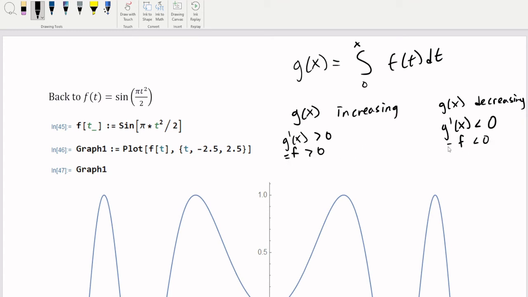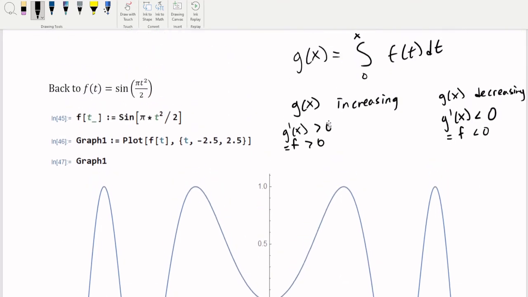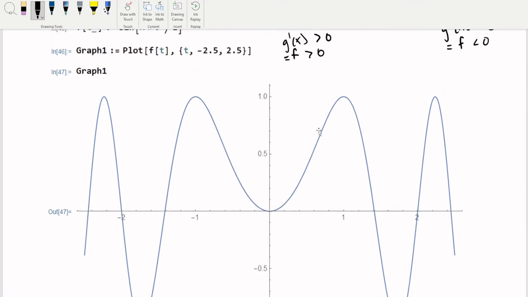So what we really need to be doing is looking at this picture. If we want to know what g is doing, increasing or decreasing, we just need to look at where it is positive and where it is negative. Let's just look at the picture, and I'll do a little shading. Could I have picked a worse color for that? I think not. Let's pick pink here.